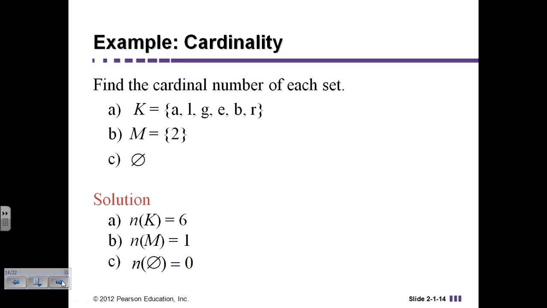So if I asked you to find the cardinal number of each of these sets, K has the elements A, L, G, E, B, and R. So K has 6 elements in its set. So the cardinality of K is 6. M only has one element, the number 2. So the cardinality of M is 1. Since the null set is considered to be an empty set, the cardinality of the null set is 0.